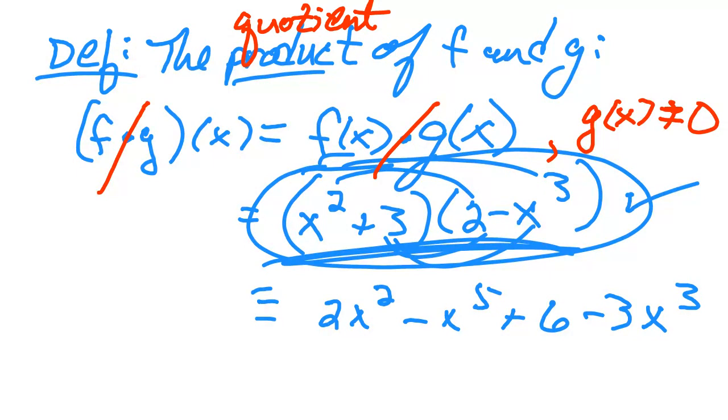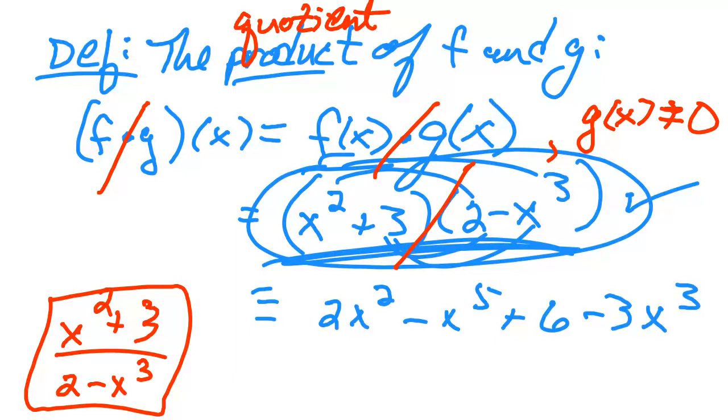So what would that be? Well, this would just be x squared plus 3 over 2 minus x cubed. So let me just rewrite that here. f divided by g evaluated at x is x squared plus 3 divided by 2 minus x cubed. And then, you know, that doesn't really factor very well. So if you could factor top and bottom, sometimes you can get some things to cancel out.